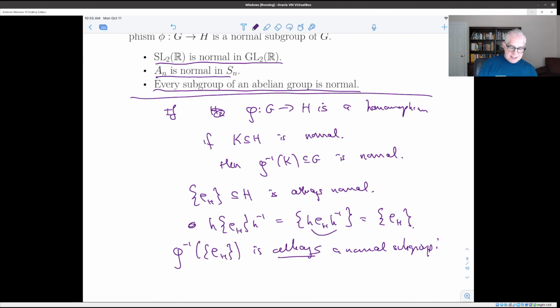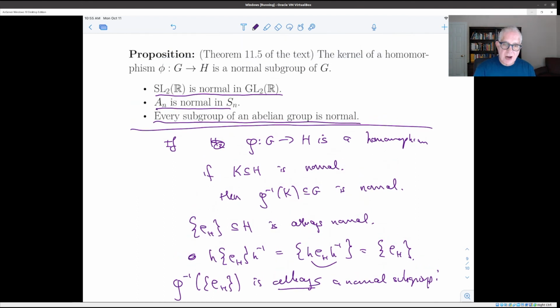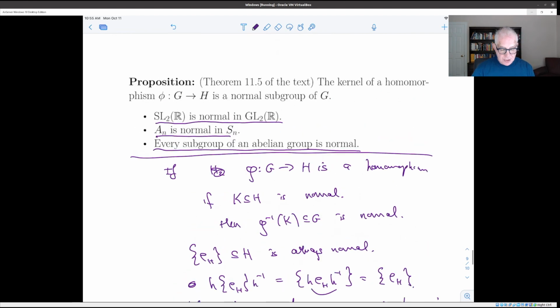But it's a structural fact of the homomorphism property of phi and the fact that the trivial subgroup is always normal, that the kernel of any homomorphism is a normal subgroup. And what's remarkably true is that this is going to turn out to be an if and only if statement. That is to say, the normal subgroups are exactly the kernels of homomorphisms.